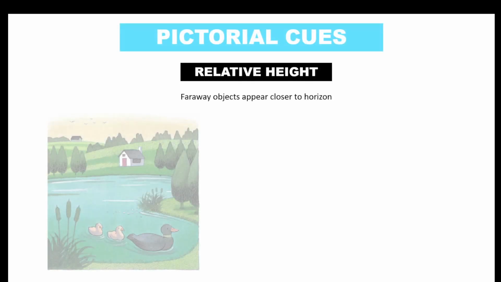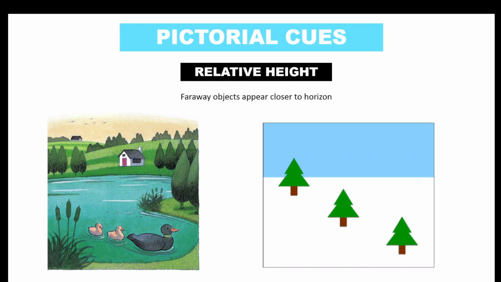The second cue is the relative height. So what is it? Well, far away objects appear closer to the horizon. Well, there is a sky, and the far away thing appears as if it's closer to the horizon or the sky ahead. So you can see the house behind me, or the trees, or the birds appear closer to the sky in comparison to the ducks, and the tree on the left side image appears closer to the horizon than the tree on the right. Well, why? Because it is far away. That's why it appears closer to the horizon. That's all it is.